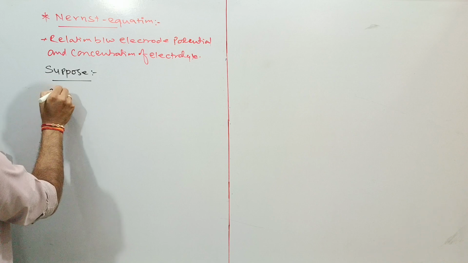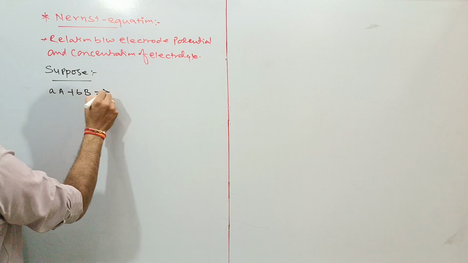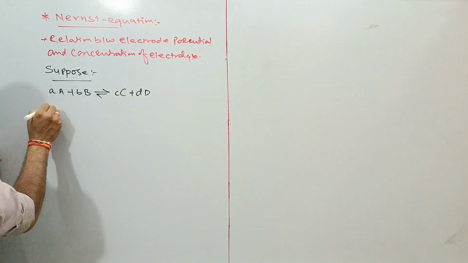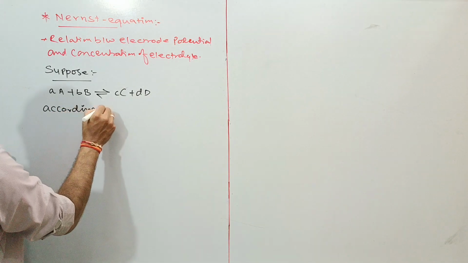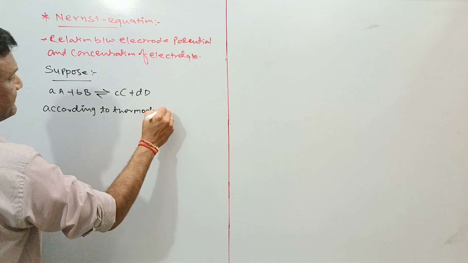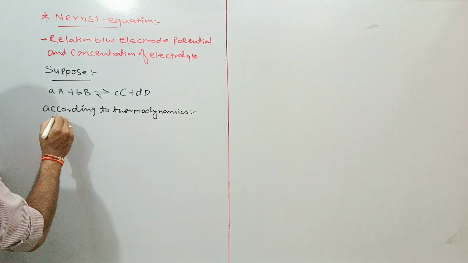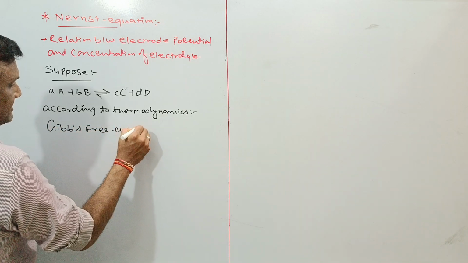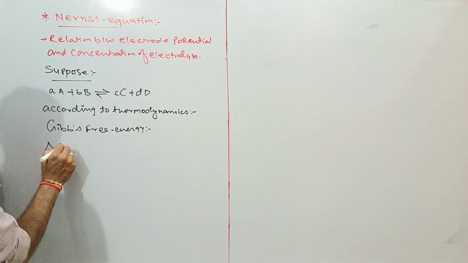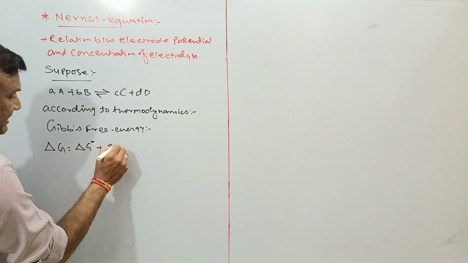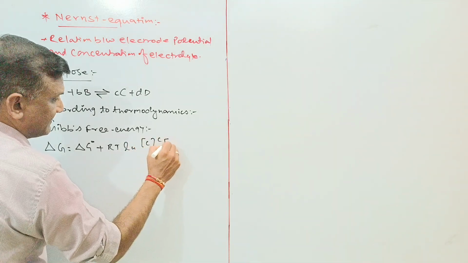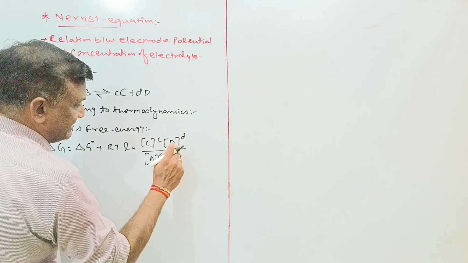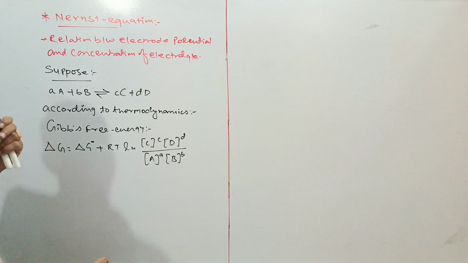reaction in a cell, that is a moles of A and b moles of B react with each other to give c moles of C plus d moles of D. So according to thermodynamics, the equation for free energy of the cell will be delta G is equal to delta G naught plus RT ln [C]^c [D]^d upon [A]^a [B]^b, meaning concentration of products upon concentration of reactants, where a, b, c and d are the coefficients of the reactants and products.